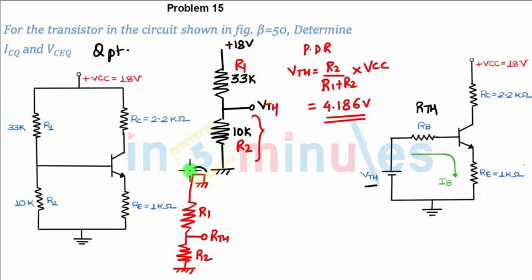Now to find the value of RTH, the voltage source, that is 18 volts, is now replaced with a ground. This is similarly how we find the Thevenin's equivalent resistance. Voltage sources are grounded and current sources are open circuited. So all voltage sources are grounded. We can find the value of RTH.